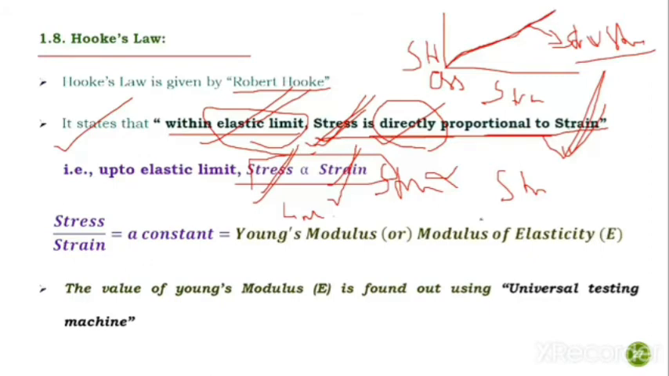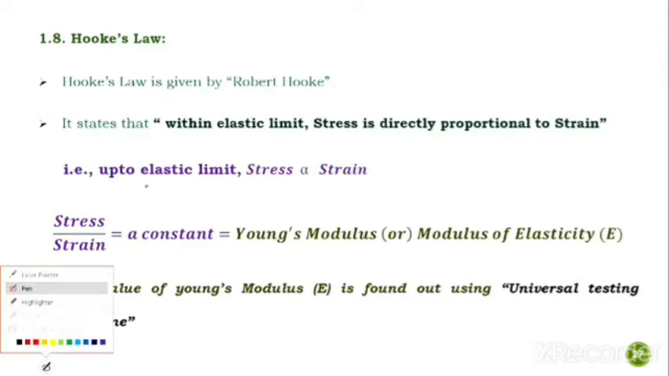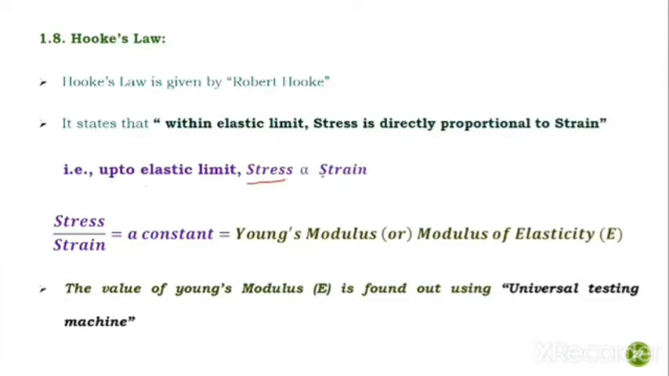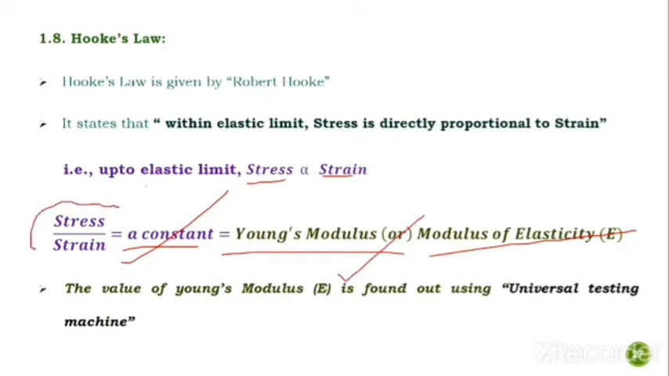So now in such a case, as stress is directly proportional to strain, I can write stress divided by strain is nothing but a constant, isn't it? So we named that constant as Young's modulus or modulus of elasticity, capital E. So this constant is nothing but modulus E. So remember this: Young's modulus or modulus of elasticity is ratio of stress by strain.